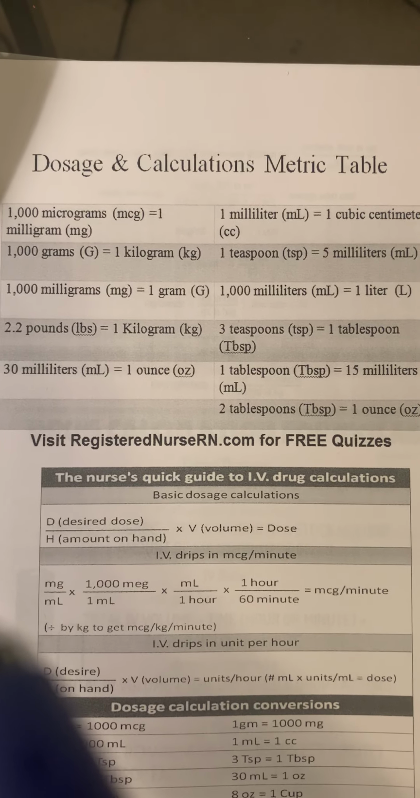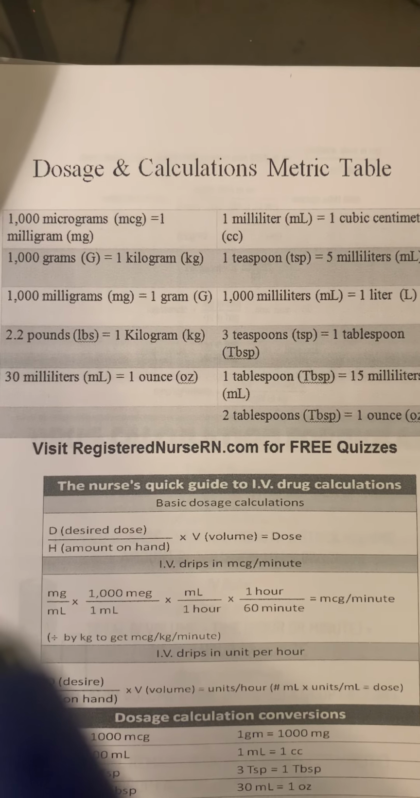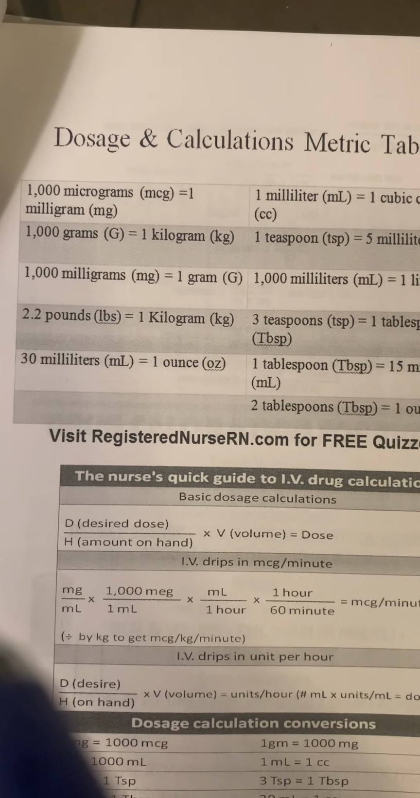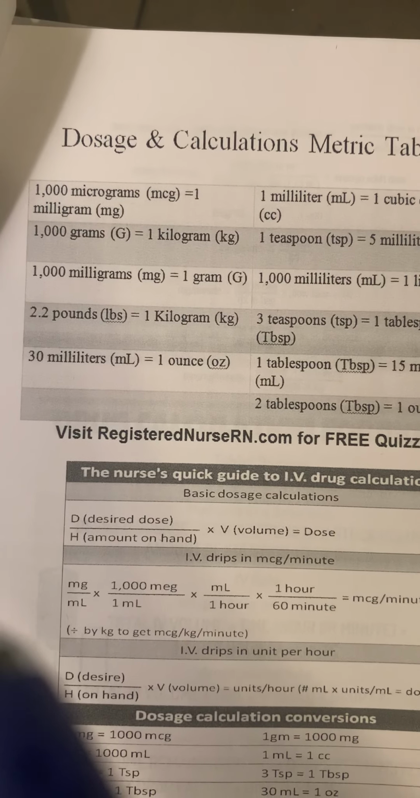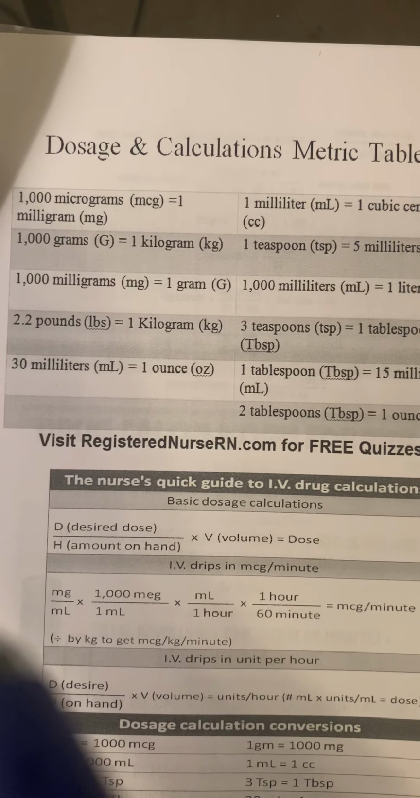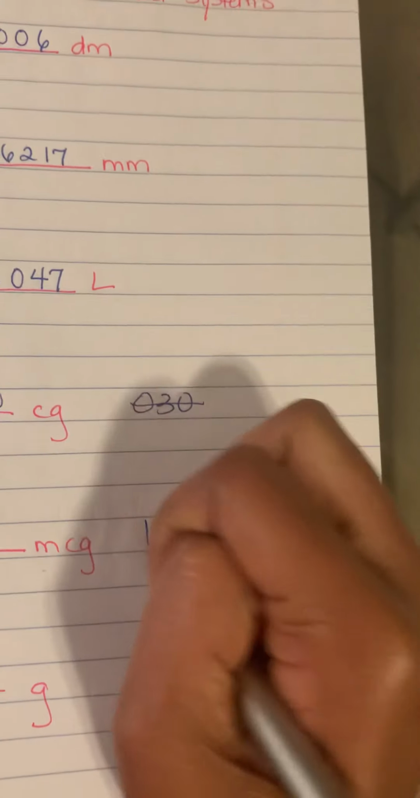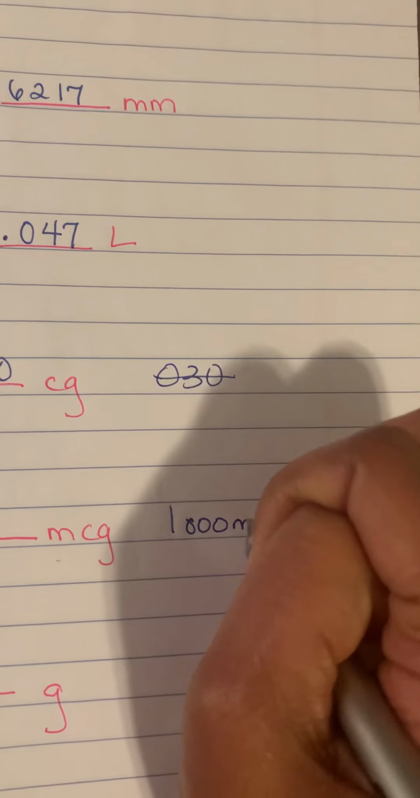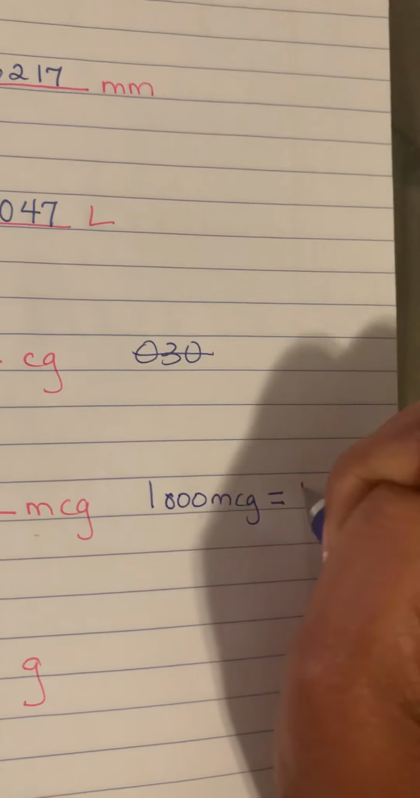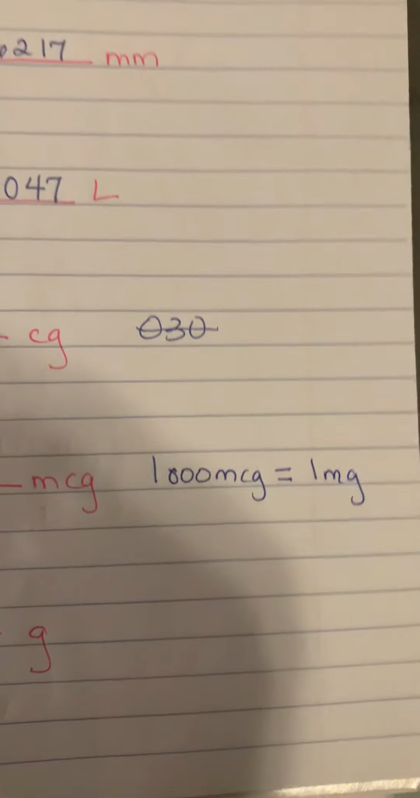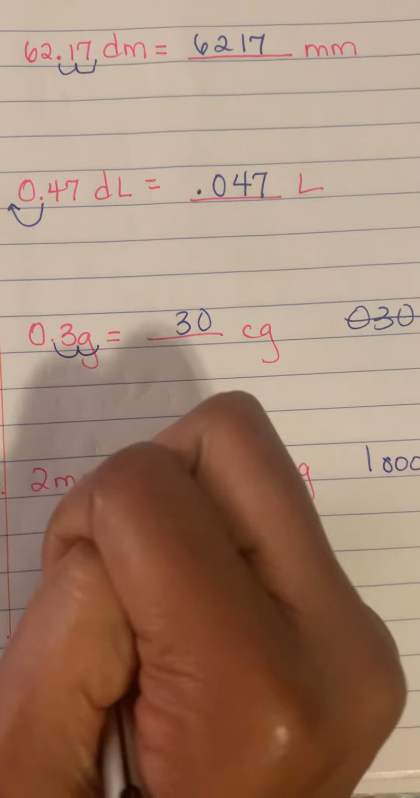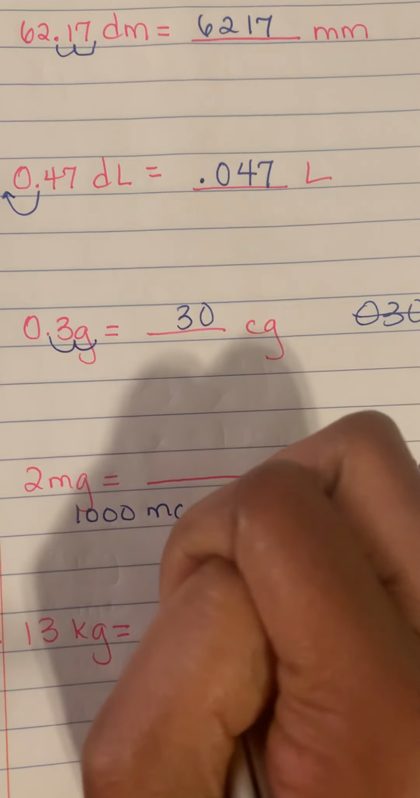Okay, so what happens when you don't know where to move it to? That's what I want to show you. What happens when you can't find it on the sheet? Okay, so 1,000 micrograms equals 1 milligram. Okay, I want y'all to think about this. Help me put this in a proportion. Okay, this is like a learning lesson.